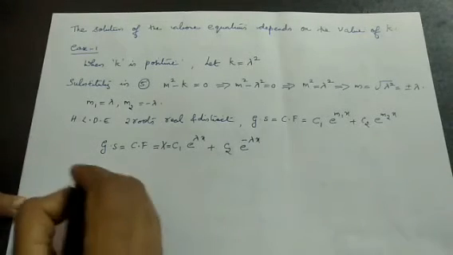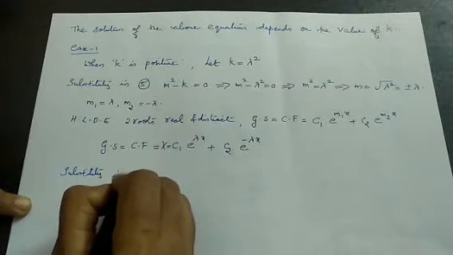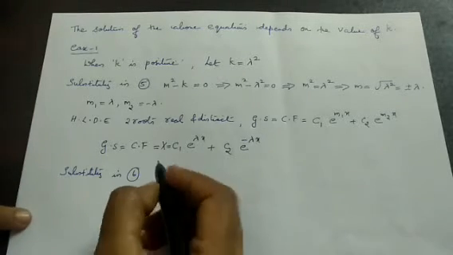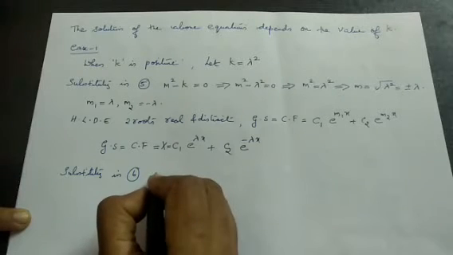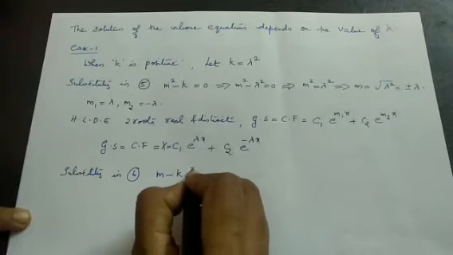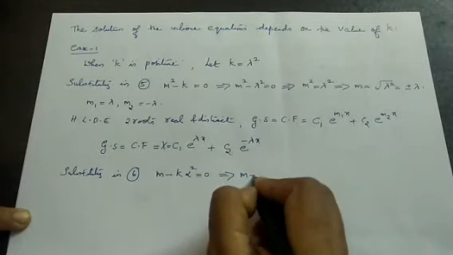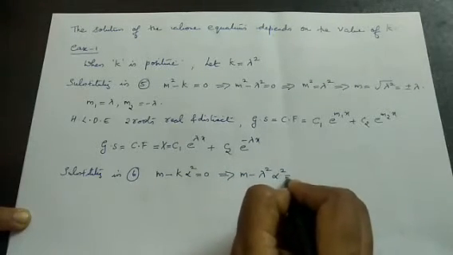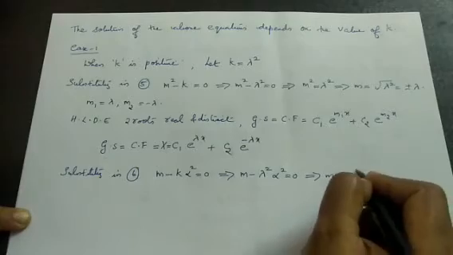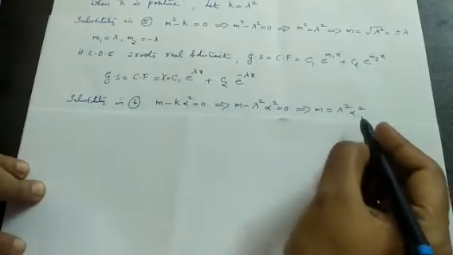Now substituting in equation number 6 to obtain the solution of t. There we have the equation m minus k lambda square equal to 0. Now substituting, we will get m minus lambda square alpha square equal to 0, which implies m is equal to lambda square alpha square. Here we have only one root.